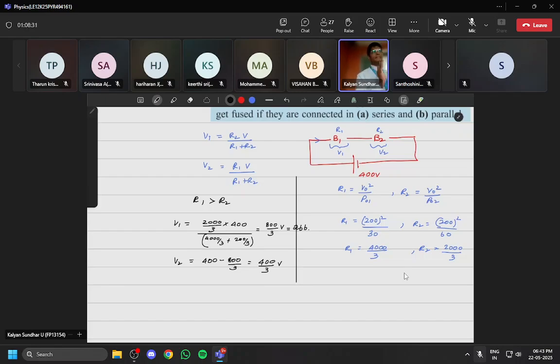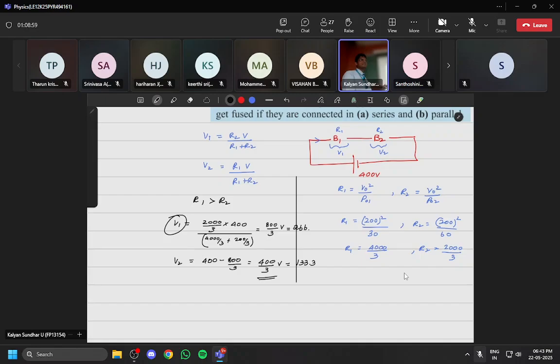What is the maximum potential of our bulb? 200. It is going for 266, which is above 200. So who will get fused? Bulb 1 will get fused. Now what about bulb 2? 400 by 3 comes to around 133.3. Right? Which is less than 200 volt. So will it get fused? It will not. This is when connected in series.